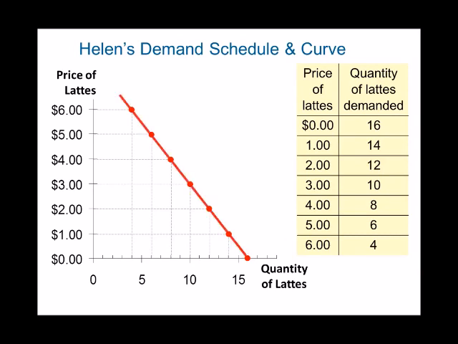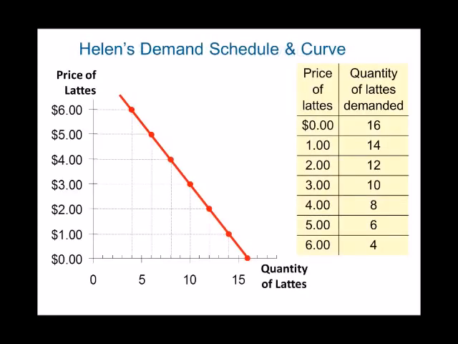If we draw a line through all those points, we get the demand curve for Helen. So instead of looking at the demand schedule, it's easier to look at the demand curve. The demand curve is downward sloping, as we can see, and it does obey the law of demand. As price goes up, the quantity demanded of lattes for Helen goes down.